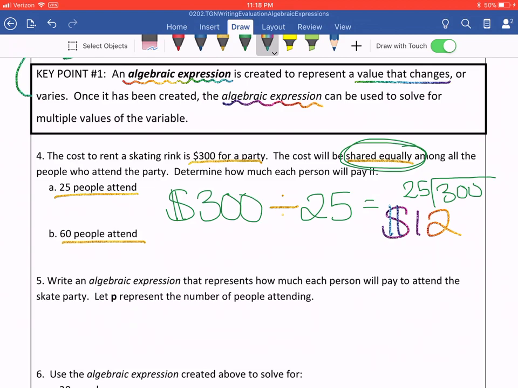Let's look at this scenario if 60 people attended. Our 300 is going to stay the same. We're still dividing because we're splitting that cost up equally, but now there are 60 people. So we need to take our 300 here and divide it by 60. Go ahead and take a moment to figure that out on your own.